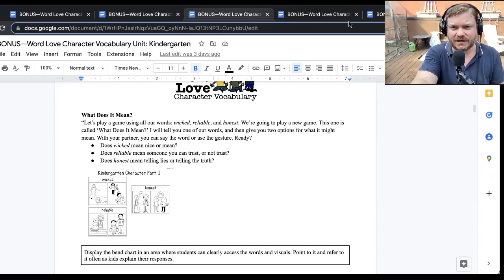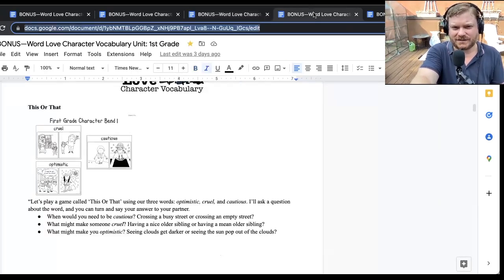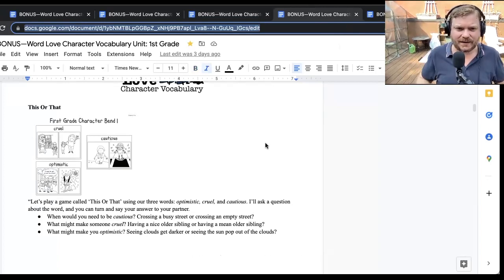This next game I'm going to share with you, you'll see this game starting in first and also in second. It's called This or That. This or That is also another example, non-example game, and you'll see it'll give you the word and then 2 examples, and which of the examples connects with the word. Here we go. Class, let's play a game called This or That using our 3 words: optimistic, cruel, and cautious. I'll ask a question about the word, and you can turn and say your answer to your partner.